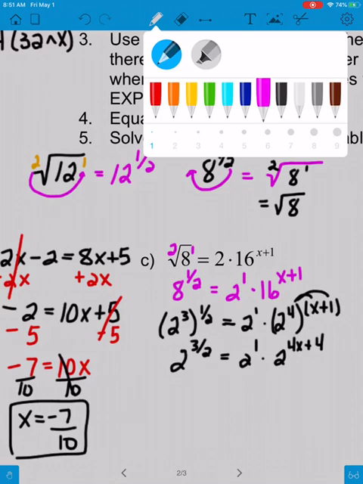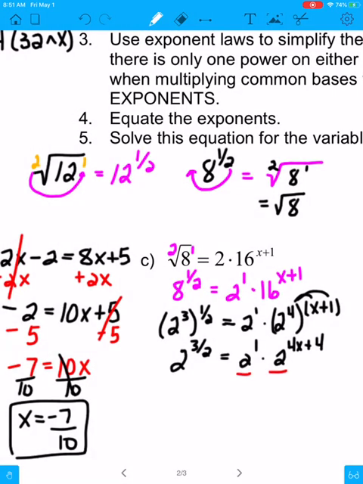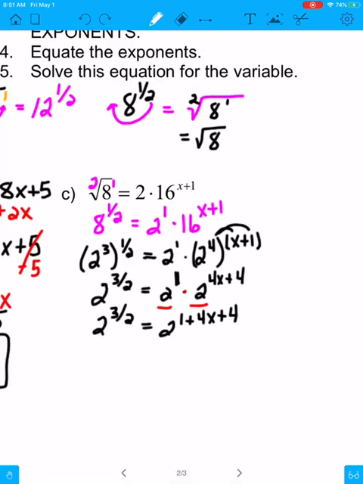Now I have two bases that are the same on this side. Remember, when I have two bases the same and I multiply, I add exponents. So I'm going to get 2 to the 3 halves stays that way on this side, equals 2 to the 1 plus 4x plus 4. So if you don't remember to put that 1 on the 2, you're not going to remember to add it on, and you're going to leave it as a 0. Everyone does it all the time, trust me. So I'm going to get 2 to the 3 halves equals 2 to the 4x plus 5. And now my bases are the same, so I can set my exponents equal. So I get 3 halves equals 4x plus 5.